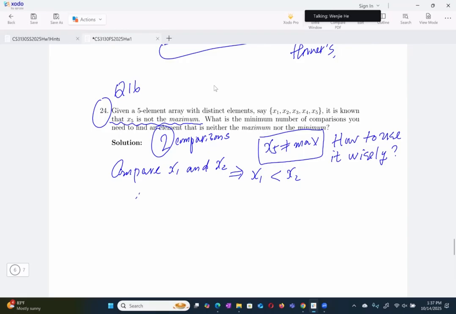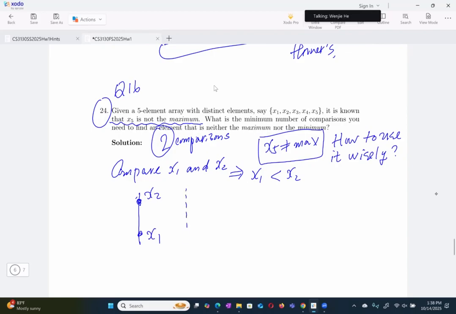All right, here I draw a diagram: x2, x1. All right, our first comparison. Then we are ready to use the given condition, because in this situation we have more information. We can get the most out of it.